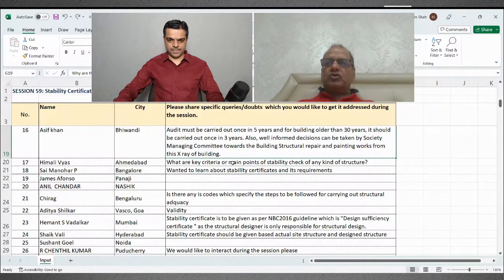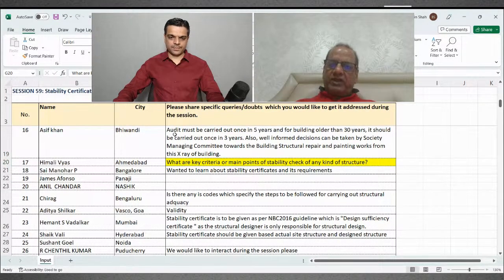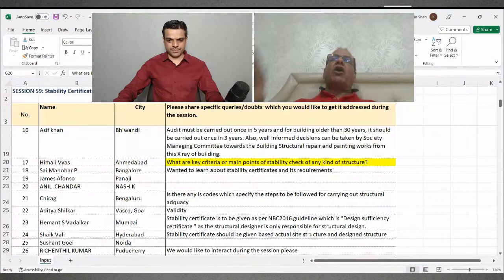But the same thing is true when you do the structural assessment, when you do the retrofitting and rehabilitation of a structure, then also again you have to issue a structural stability certificate. There the format is a little different.